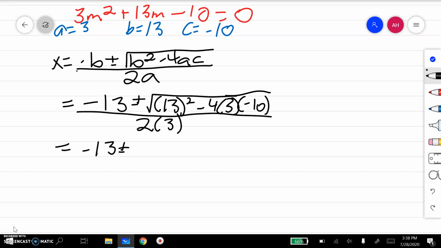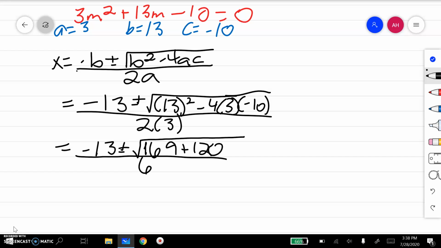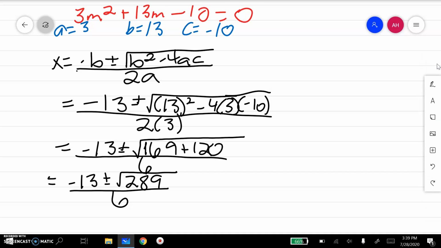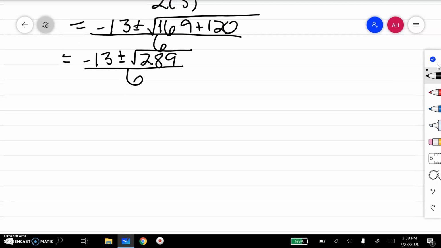So we have negative 13 plus or minus, simplify what's under the square root, so we get 169. And then negative 4 times 3 is negative 12 times a negative 10 is a positive 120. Then we have that all over 6. Next thing we're going to do is add what's under the radical. So 169 and 120 gives me 289 over 6. And then we need to simplify the radical part. So it turns out that the square root of 289 is just 17.